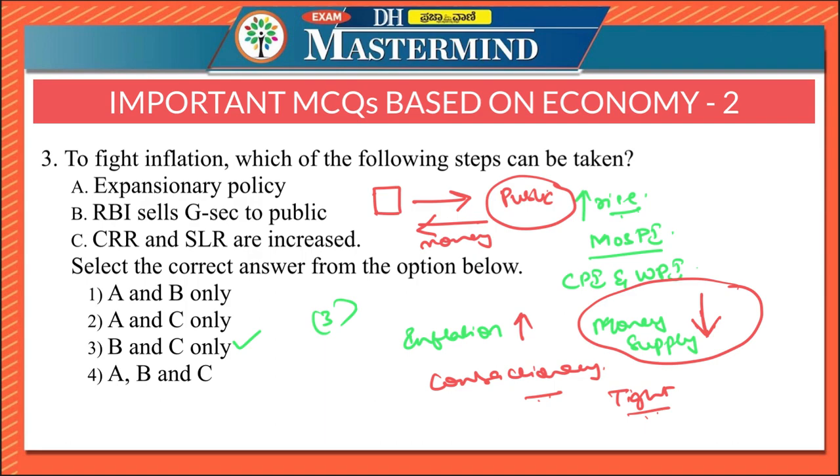If the RBI increases the cash reserve ratio and statutory liquidity ratio, then banks will correspondingly increase the interest rates. As the banks increase the interest rates, borrowings suffer, and as borrowings suffer, there will be reduced money supply in the economy, which controls the inflation. Therefore, the right option here is option 3, B and C only.